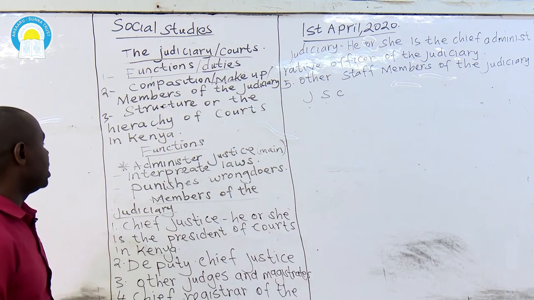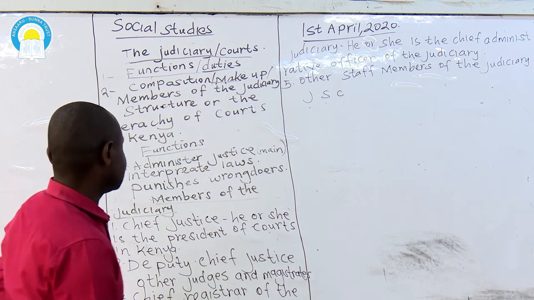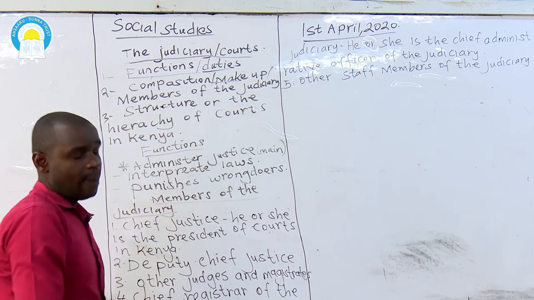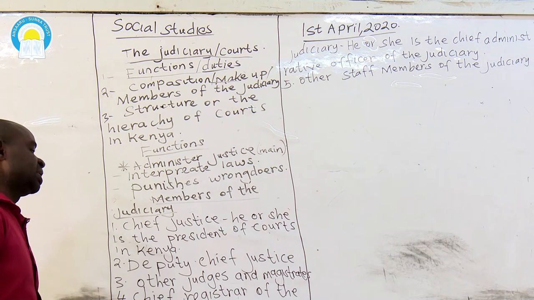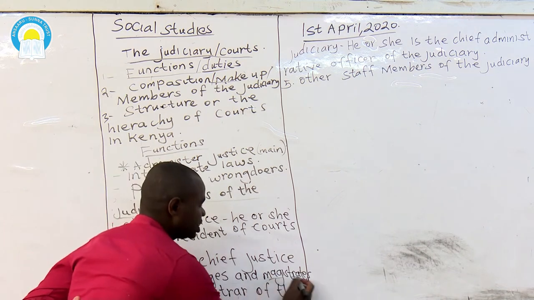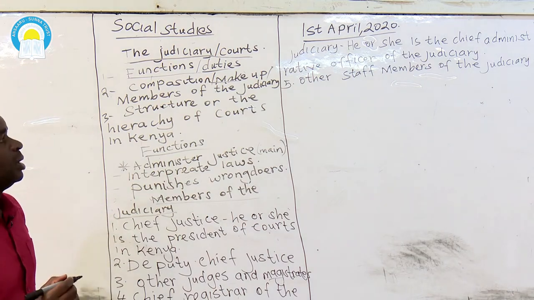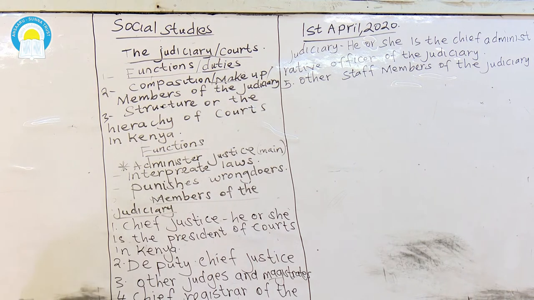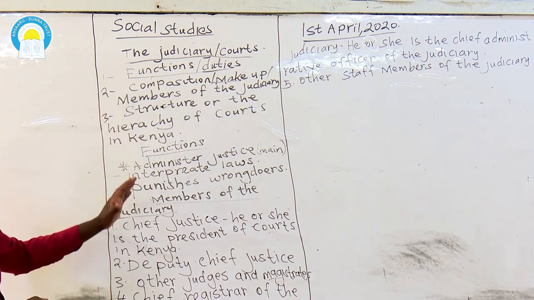So on that note, I think I'm very clear. The same applies to judges and magistrates. They are also appointed by the Judicial Service Commission. Their names are submitted to the President by the Judicial Service Commission, who then confirms them to become judges. But specifically, magistrates are not appointed by the President; they are appointed by the Judicial Service Commission. So I'm done with the composition, or the makeup, of the members of the judiciary.